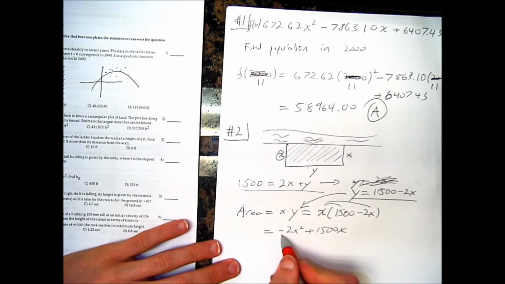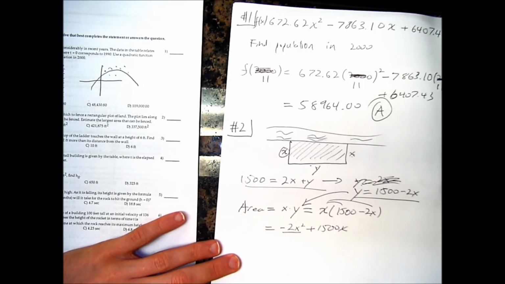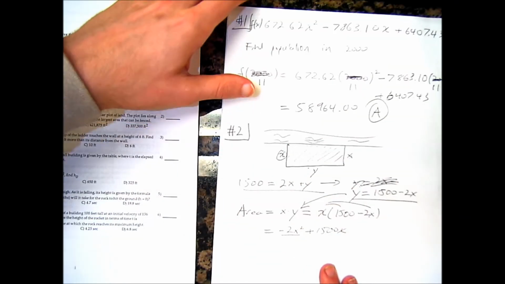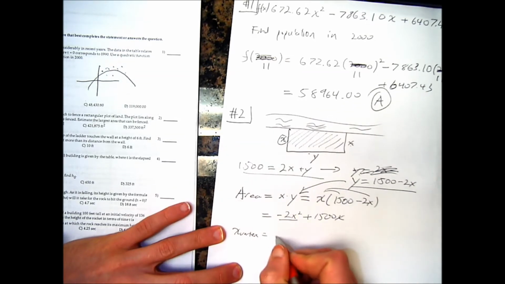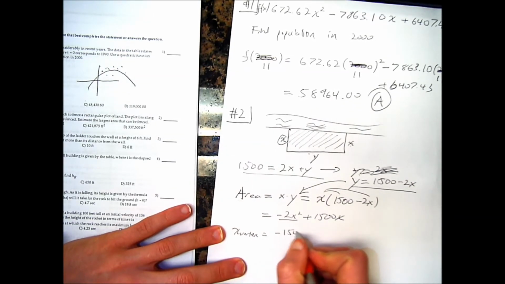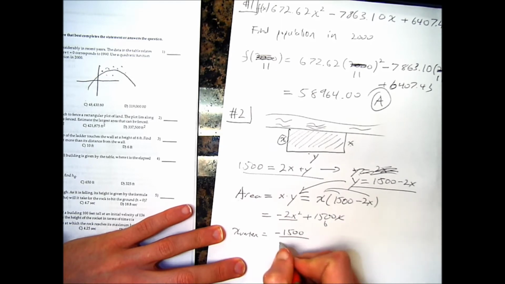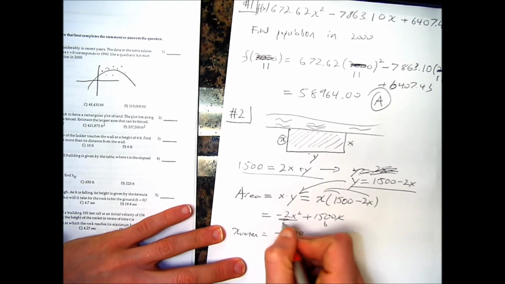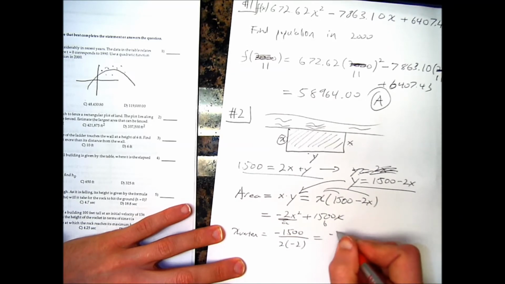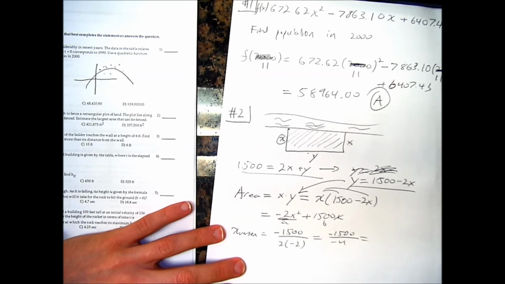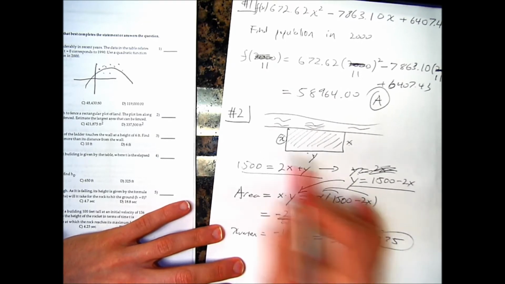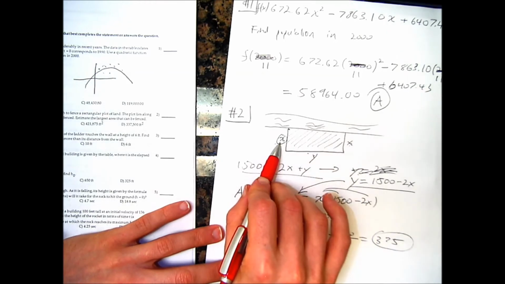You guys can already see this is a parabola that opens down, so it has a maximum. And to find the maximum, we learned that the maximum is going to come from x vertex is equal to negative b, here's my b, over 2a, and there's my a. So that's negative 1500 over negative 4, which turns out to be 375. Okay? So this is this side of the fencing.